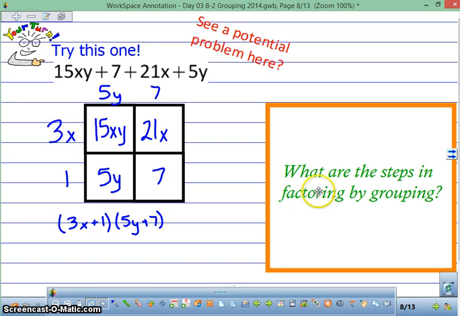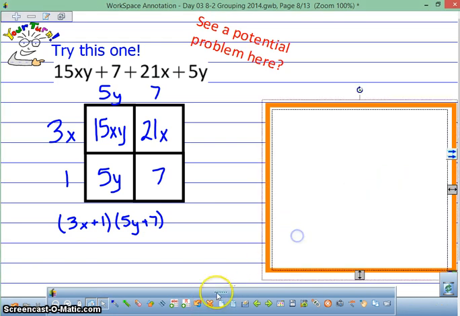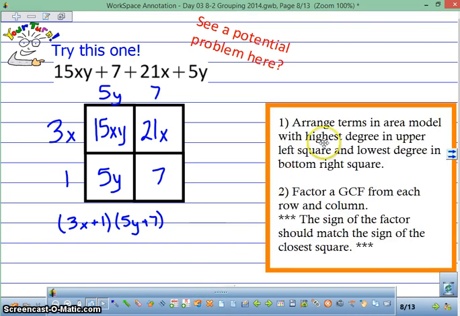So here are the steps. Arrange the terms in an area model with highest degree in the upper left-hand square and the lowest degree in the bottom right-hand square. Factor the GCF from each row and column. Remember that the sign of the factor should match the sign of the closest square. Good luck!